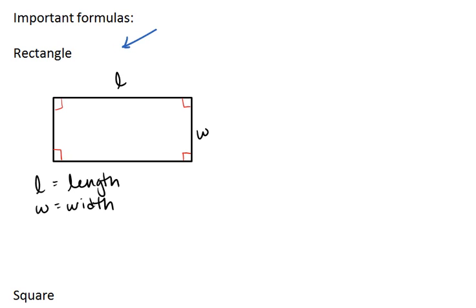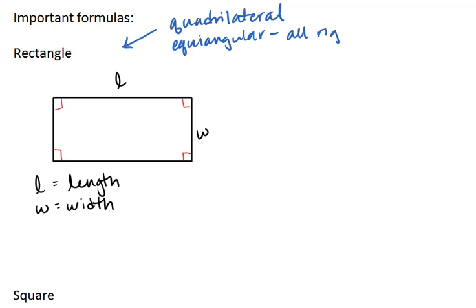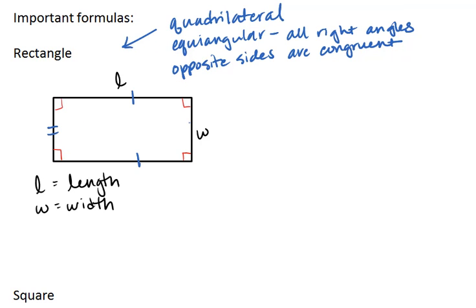A rectangle is a quadrilateral, it's equiangular, and for a quadrilateral that means all right angles, which means opposite sides are congruent. So in the shape, we get opposite sides being congruent. That means we have two distinct lengths, length W and length L.